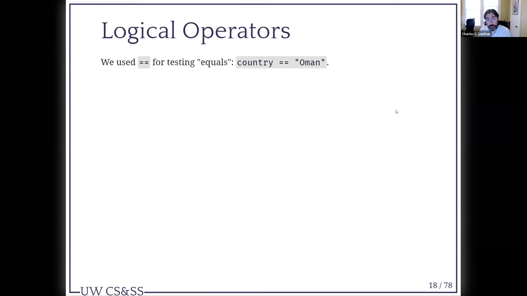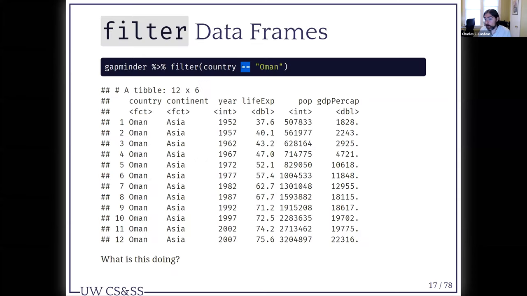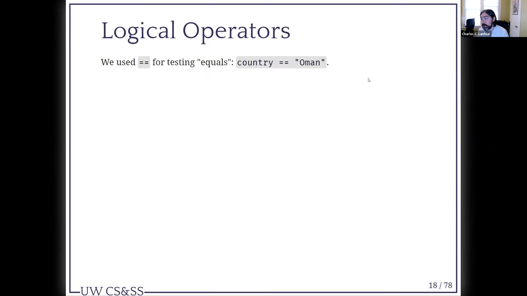Okay, so this thing right here, this equals equals. Are there always two equal signs? Yes, this is something called a logical expression or a logical operator. We use equals equals for testing if country is equal to Oman. A single equal sign kind of works like an assignment operator. Two equal signs are for testing to see if something equals something, okay?